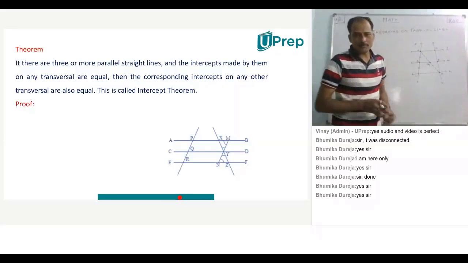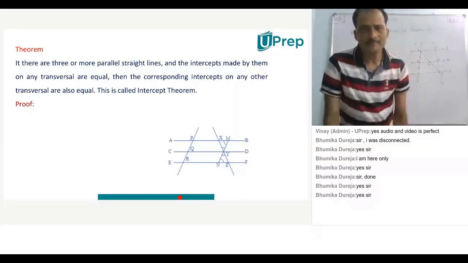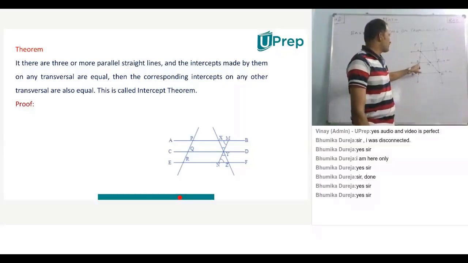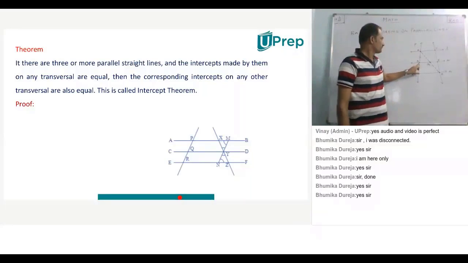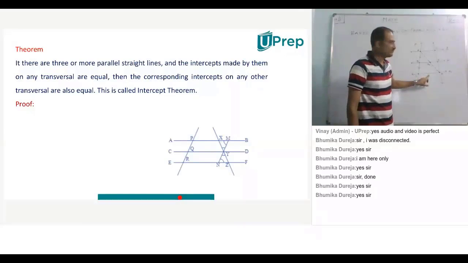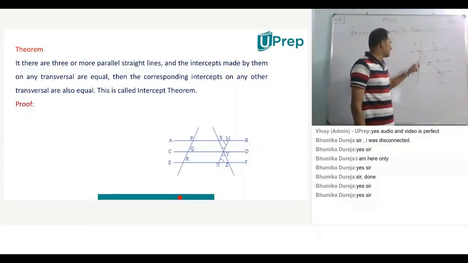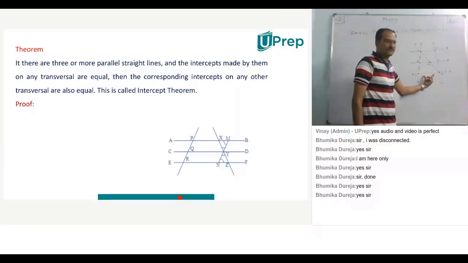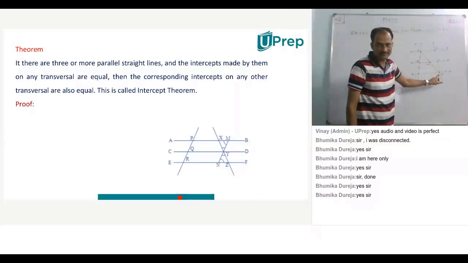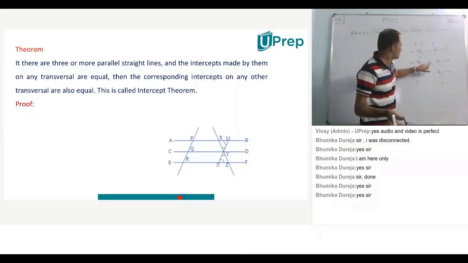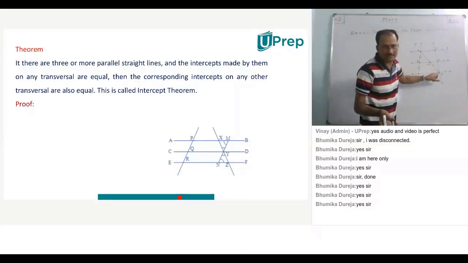What is the converse of the midpoint theorem? In a triangle, the line drawn from the midpoint of one side parallel to the other side will bisect the third side. So ACF is a triangle, B is the midpoint of AC and BG is parallel to CF. Then what does BG do? It will bisect AF. Yes or no? Yes, sir. Now G will be the midpoint of AF.